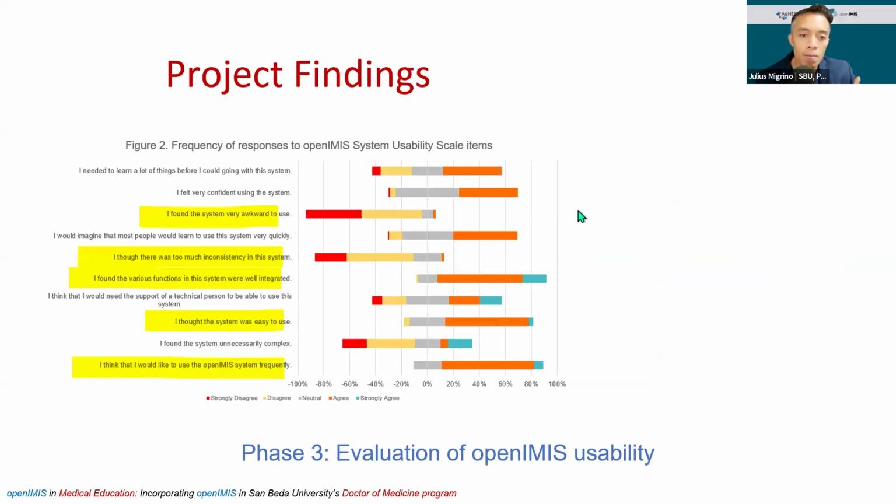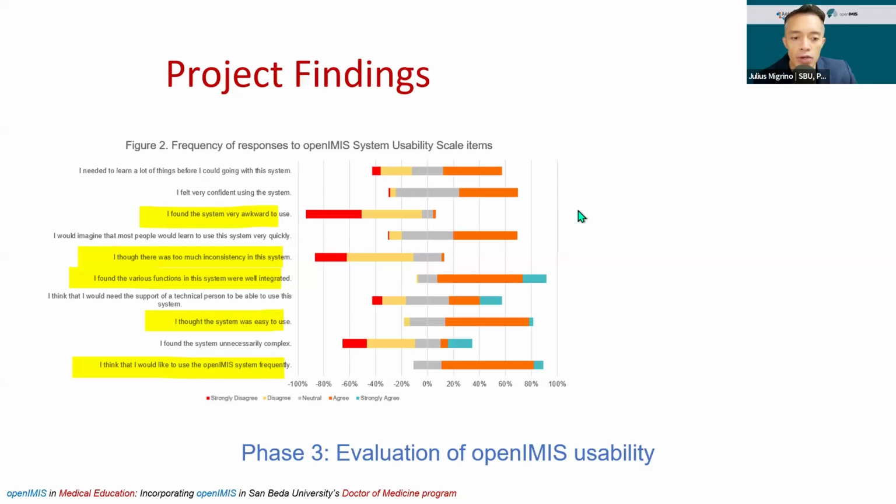Number two, the respondents did not find too much inconsistency, which is also good. Number three, the respondents found openIMIS functions are well integrated. Number four, the respondents found openIMIS easy to use. And number five, the respondents found that they would like to use openIMIS frequently. So all of these, at least five notable results that I mentioned, were positive for openIMIS.